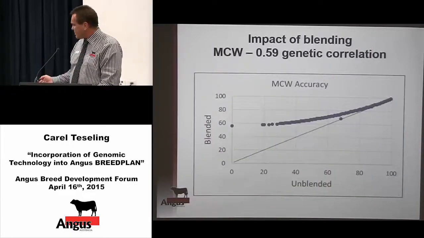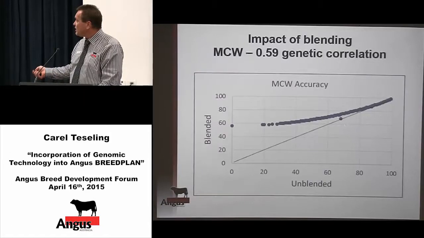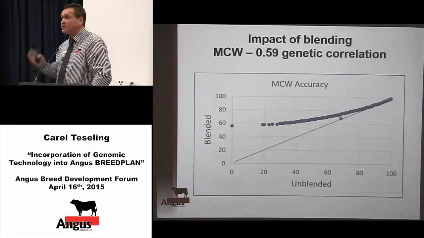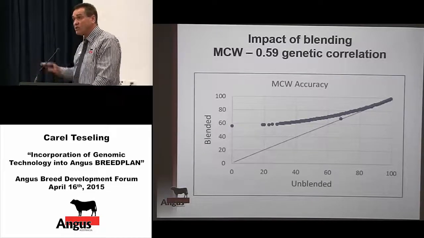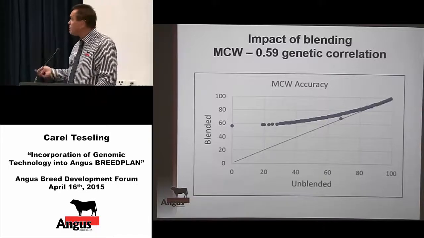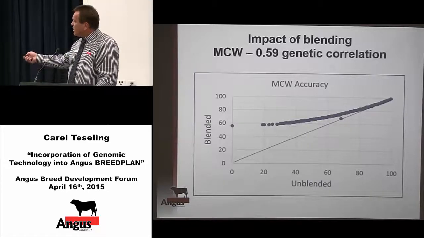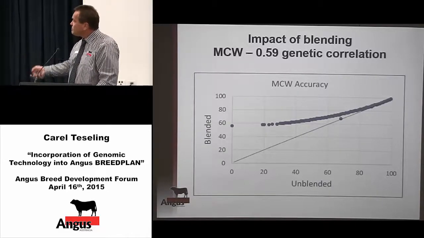So in this case, there were some animals that were blended, and some animals don't get MVPs for every trait because it doesn't agree on which SNPs are available. But in this case, that animal wasn't blended. So the bottom line is that we're looking at the mature cow weight accuracy. And so this is the unblended accuracy.